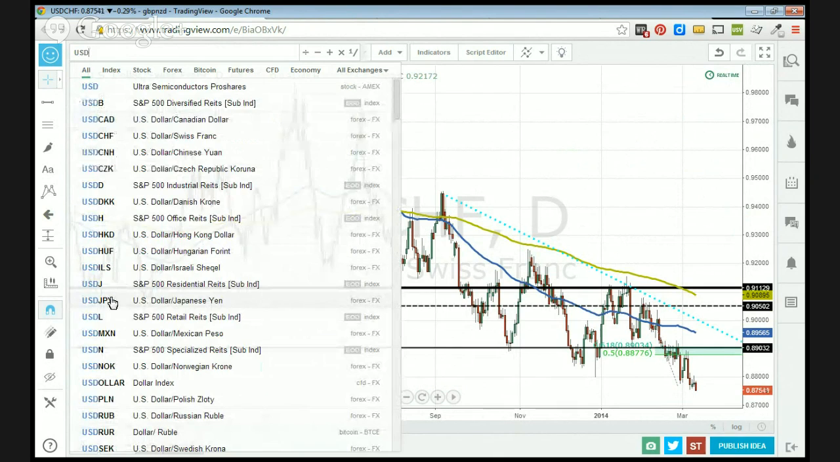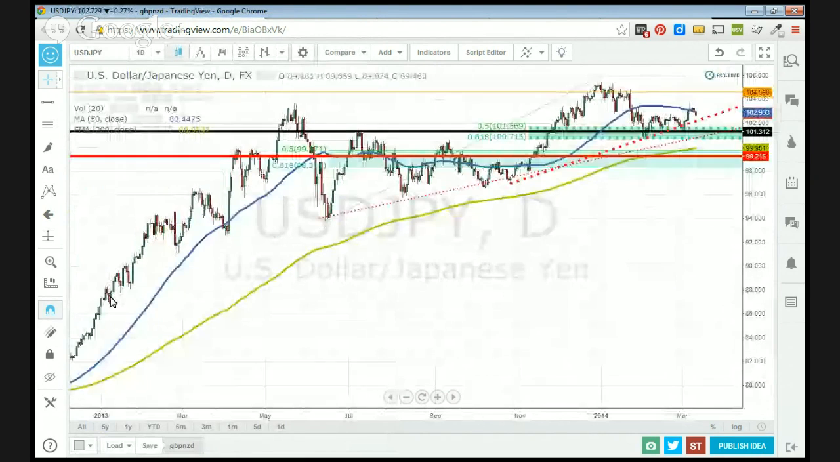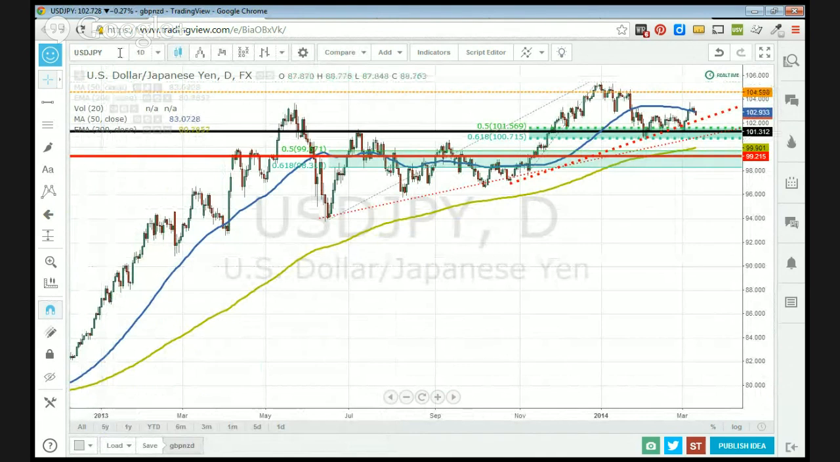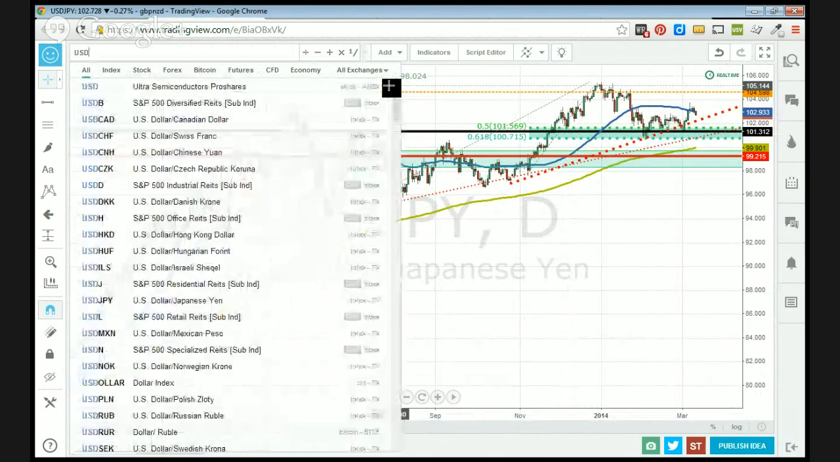Dollar yen. Okay, I'm still liking that level 101.31. I don't know, it's 160 pips away now, so I don't know if it's going to come. I missed my opportunity, unfortunately. Just like I mentioned last week, life got in the way. I didn't get a chance to put the order on, which is really unfortunate, really annoying, but that's life.